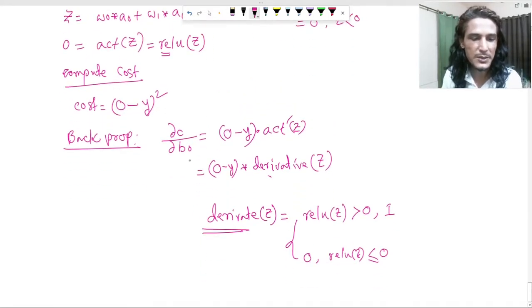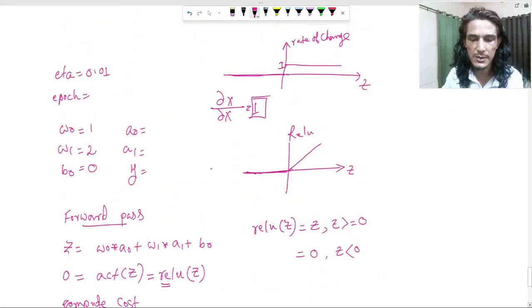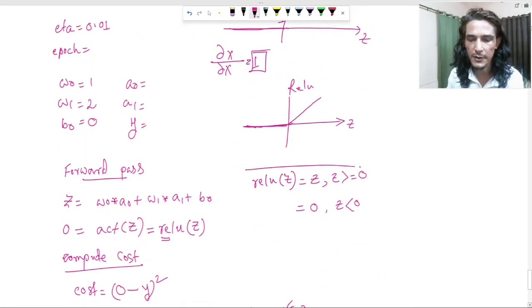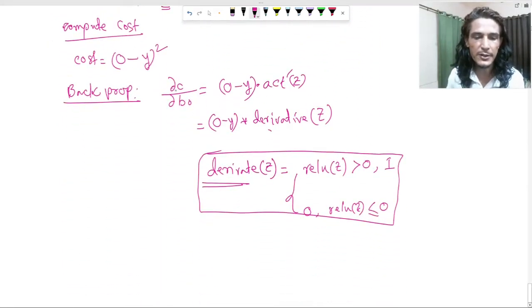For backpropagation, what we want to do now is, we can easily write code for this derivative, and for this also, and for the ReLU function as well. So now the rate of change of B0 is nothing but O minus Y multiplied by activation prime of Z, where in our code we'll be calling this function, the derivative of Z. That's all we'll be doing there.